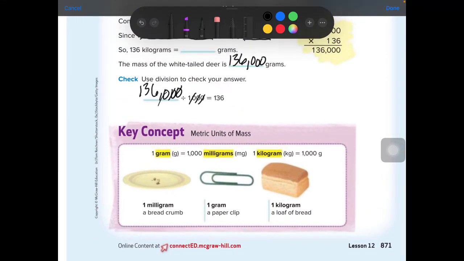Okay, this is a great reminder. Feel free to take a screenshot. Please understand that a gram is 1,000 milligrams. And a kilogram is 1,000 grams. So a milligram is a couple of crumbs of bread. A gram is about the size of a paper clip. And a kilogram, well, that's about the mass of a loaf of bread. So hopefully that'll help you remember your increments.